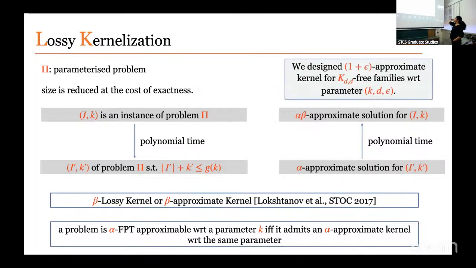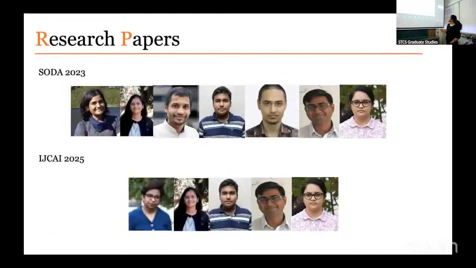So we designed a 1 plus epsilon approximate kernel for KDD free families with respect to parameter K, D, epsilon. So this is in general. Again, this also uses the sunflower lemma and a couple of more techniques. So the talk was based on these two papers, and most of the authors are the same in both the papers.